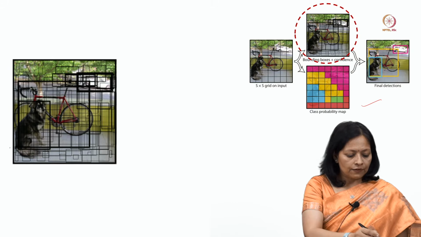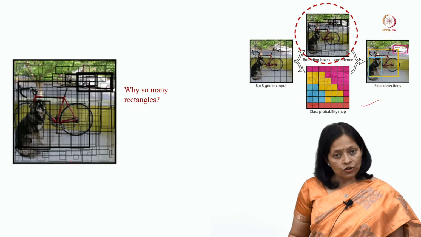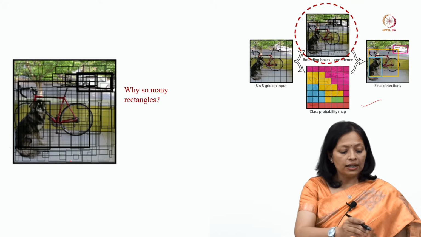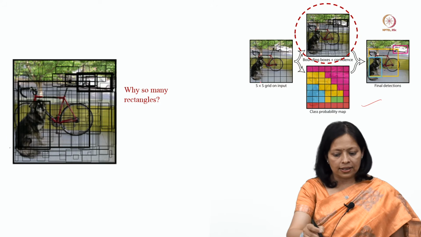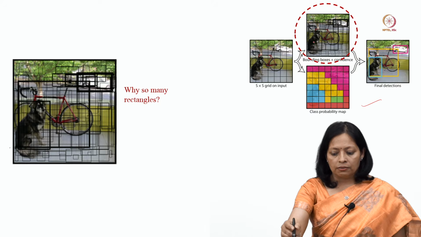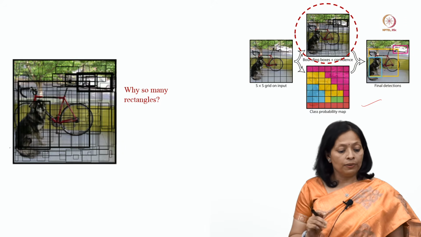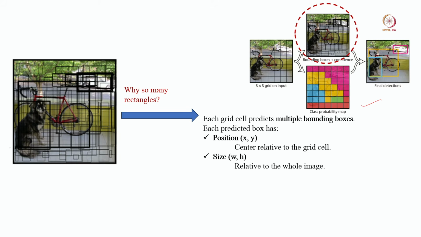I have taken this portion of the image here, and the question may arise: why are so many rectangles there? We have the grids, and this is a clear picture with the grids. But when we put the bounding boxes, there are a lot of overlapping bounding boxes. Where are they coming from? The answer is that each grid cell predicts multiple bounding boxes.